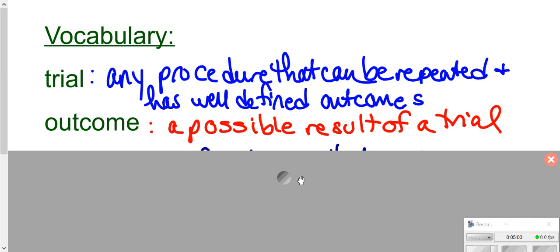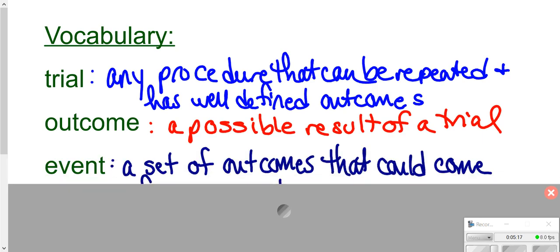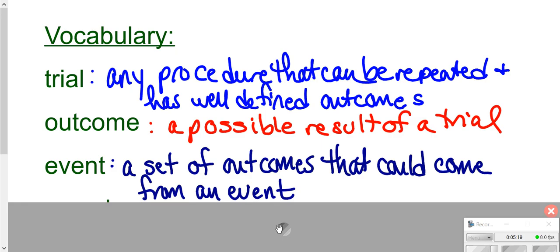An outcome is a possible result of that trial. So if I'm flipping a coin, the outcomes would be either heads or tails, right? So every trial, every time I repeat a certain action, I'm going to get a certain outcome from that trial. An event is a set of outcomes that could come from, oh, I wrote event there. I really meant trial.